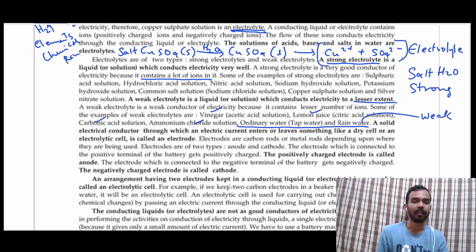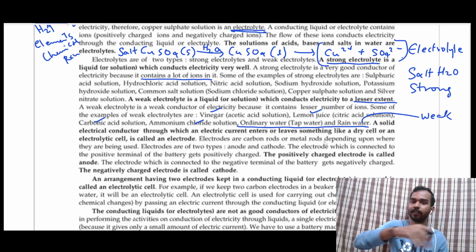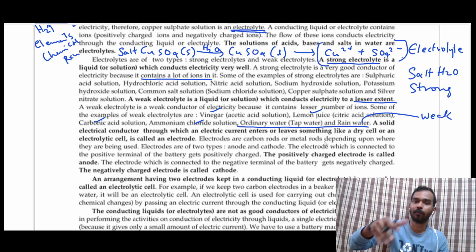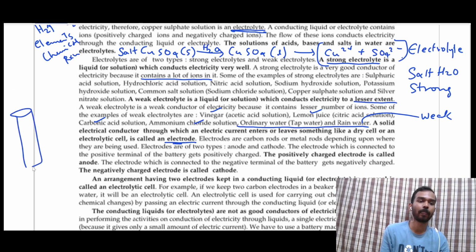Okay, now there is a terminology. Electrode: a solid electric conductor through which the current passes. Like you have a battery. Battery is giving the current. You connect a wire through it and you put the wire ends into a solid material. That material is called an electrode. Basically, it's a rod. You have a rod and you connect this to a cell. These two rods are electrodes.